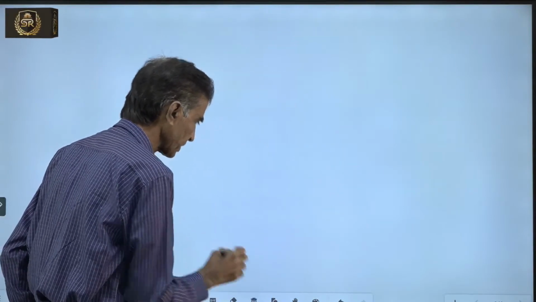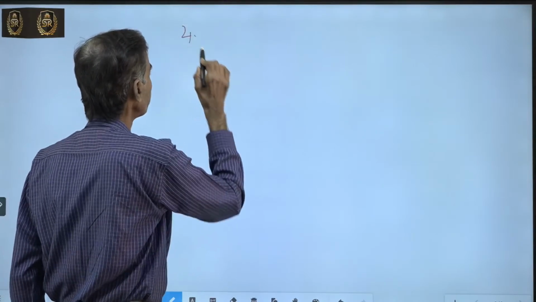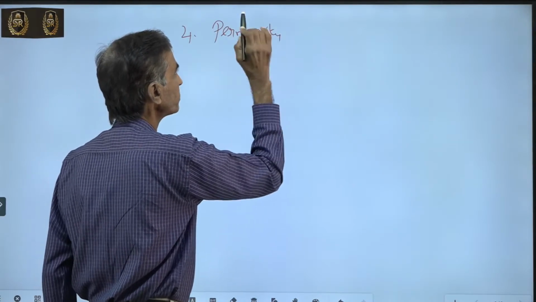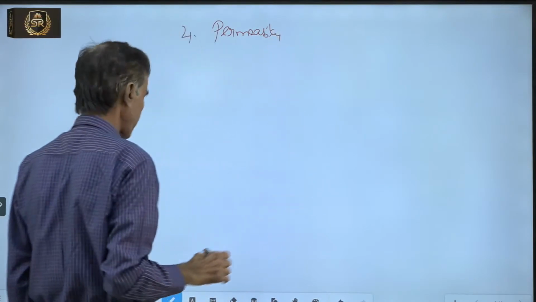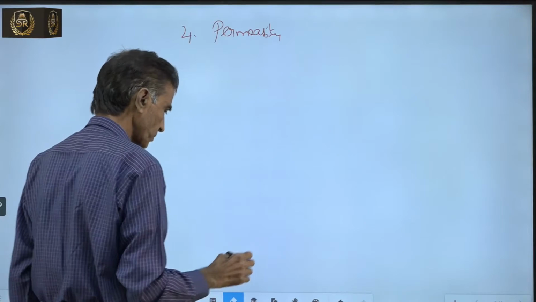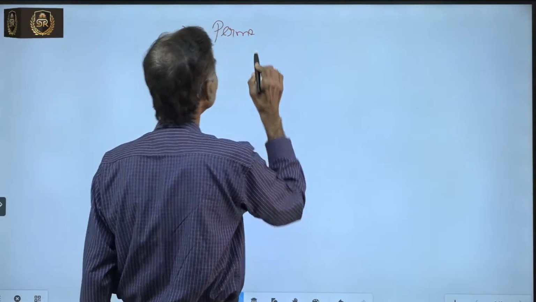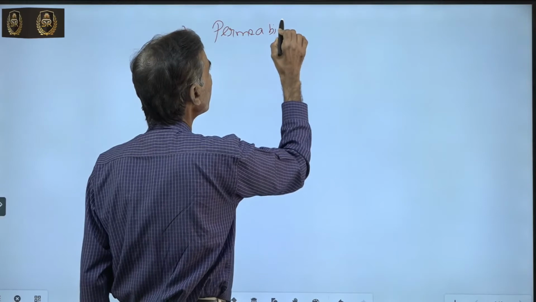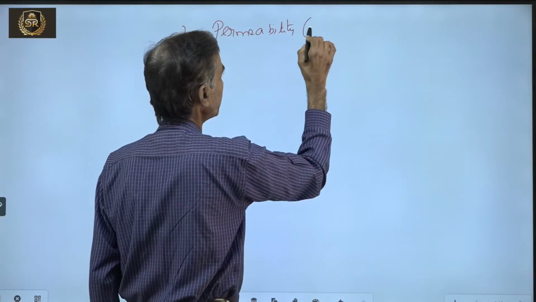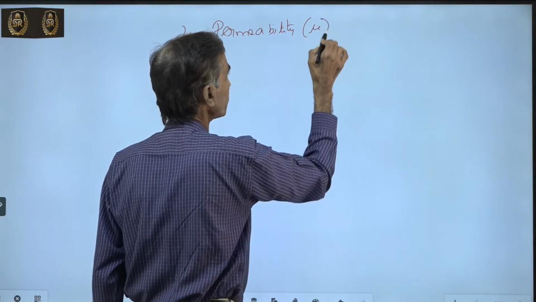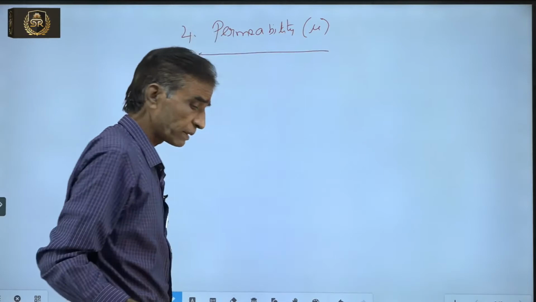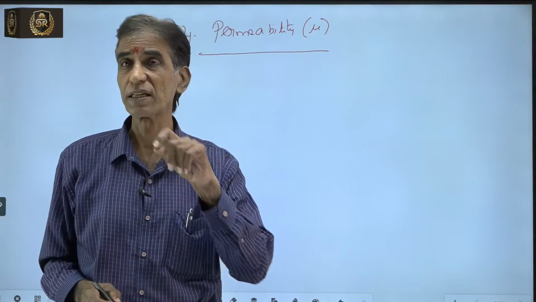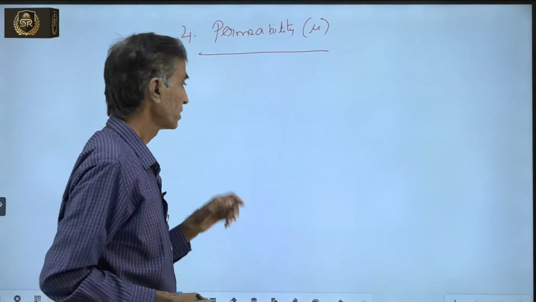Next property, that is the fourth parameter, permeability, denoted by mu. Right. So, permeability means if we take the ratio between the magnetic induction to the intensity of magnetization, that we have named as permeability.